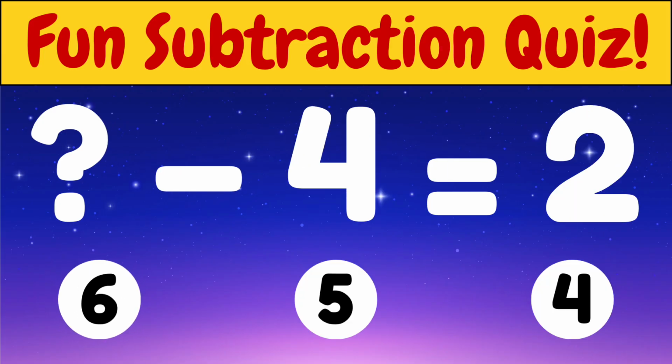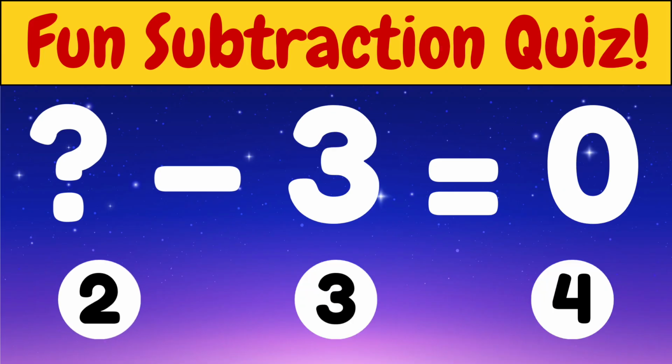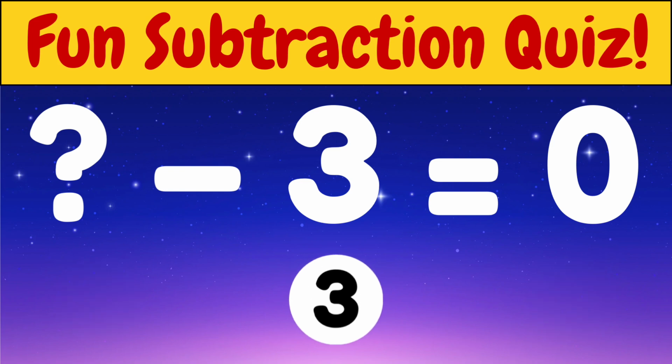Blank minus 4 equals 2. Let's find the right answer. The correct answer is 6. Blank minus 3 equals 0. Let's find the right answer. The correct answer is 3.